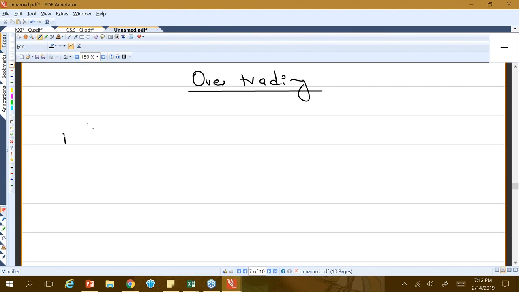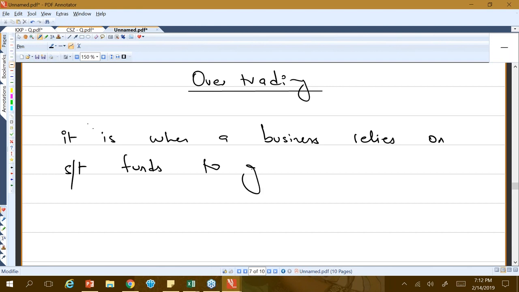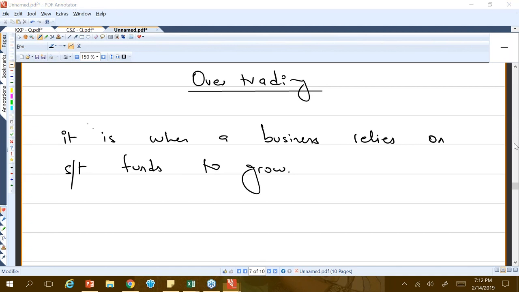So it is when a business relies on short-term funds to grow. The business relies on short-term funds to grow. This is where we say we are having an overtrading situation. So it is when a business relies on short-term funds to grow.